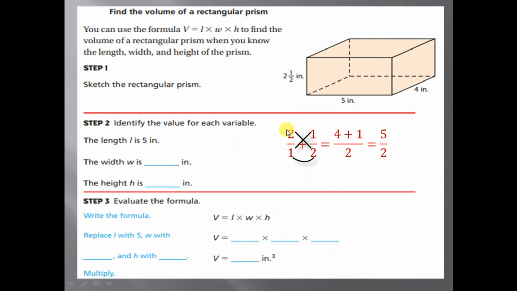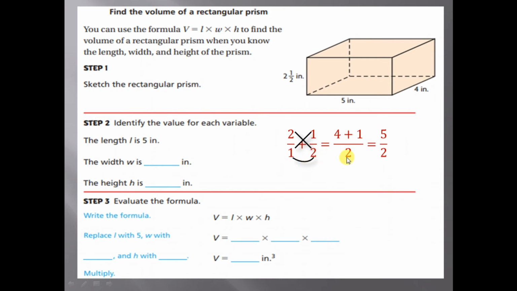2 is 2 over 1 plus half, right? So this will be 2 plus half. So 2 over 1 plus half. Now, find the denominator of this number. 1 times 2 is equal to 2.